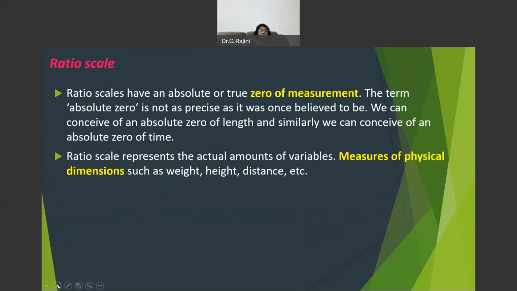The next one is the ratio scale. The ratio scale has got an absolute or true zero of measurement. So the term absolute zero is not as precise as it was once believed to be. We can conceive of an absolute zero of length, and similarly we can conceive of an absolute zero of time. Time taken. So there is zero time also. So the ratio scale represents the actual amounts of variables. So measurement of physical dimensions like height, weight, distance, and all these things are ratio scale.